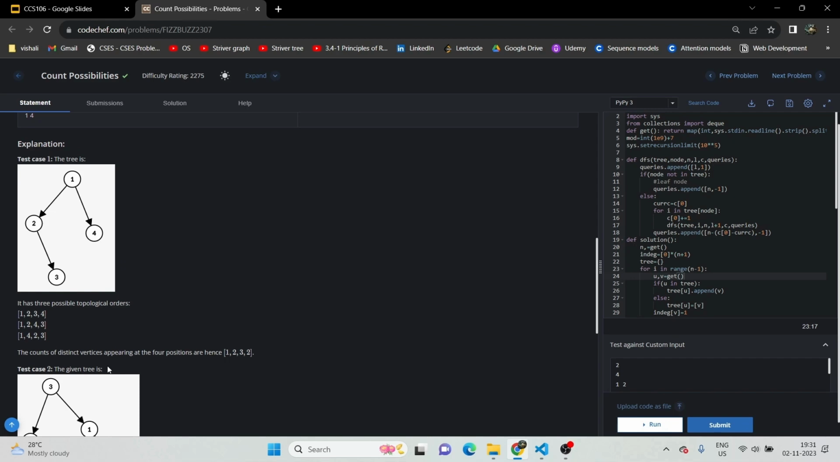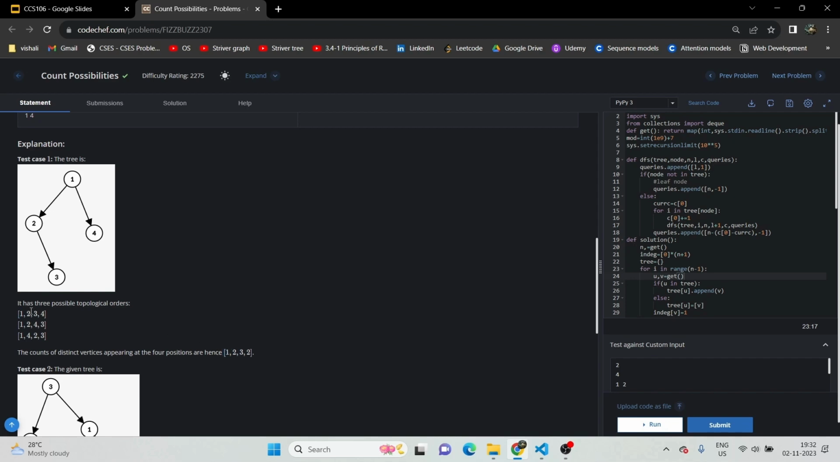And as you can see, there are many possible topological orders. Every one of the topological orders will have only n elements, because there are only n vertices. What the question is asking is we have to count the number of distinct vertices occurring at each position of the topological orders. For example, these are three possible topological orders for this given tree. And in the first index, only one occurs. So we are having one here.